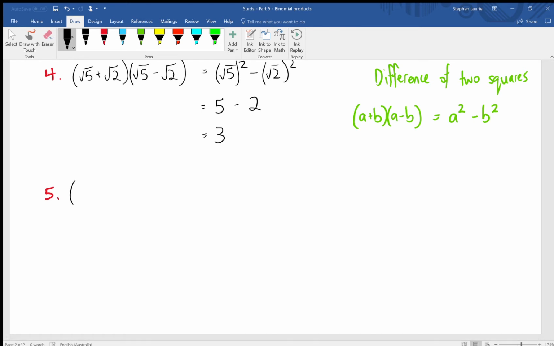5 root 2 minus 7 multiplied by 5 root 2 plus 7. Once again, we have something minus something and something plus something, a plus b and a minus b. So this is a difference of two squares. So rather than expanding out using the FOIL, let's go ahead and use the difference of two squares rule, which is the first term squared minus the second term squared. Oh, sorry, root 7. That's what it should be. My mistake. Not just 7, square root of 7.